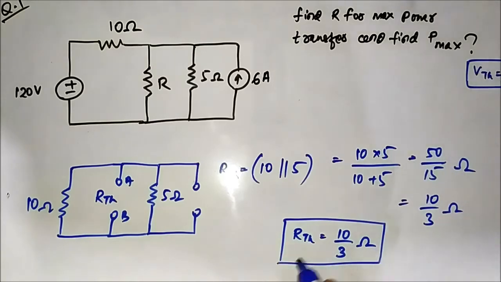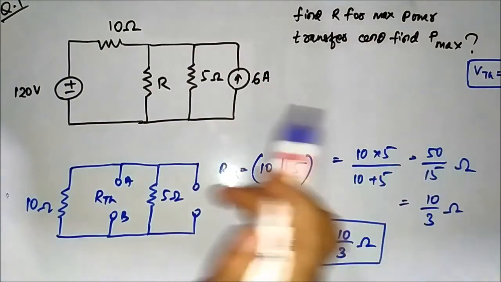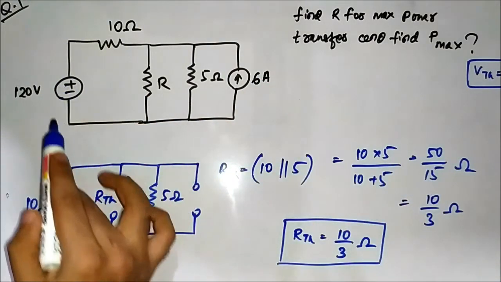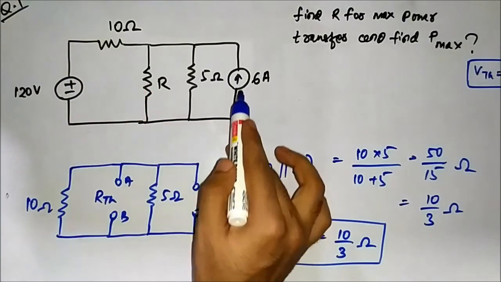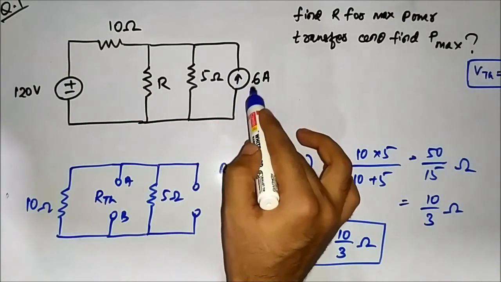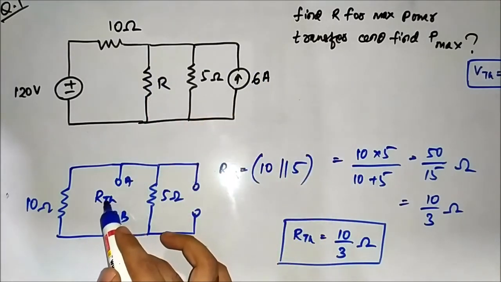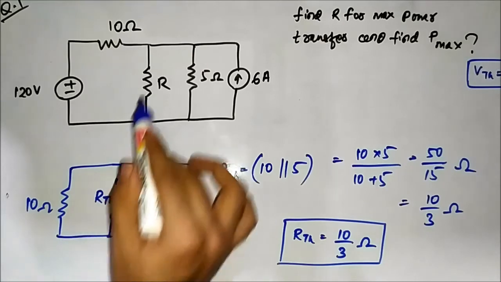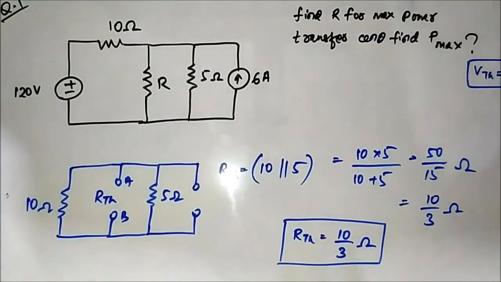So we have got VTH, we have got RTH. Okay, so simply what we did is that we deactivated the independent sources. The independent voltage source was short circuited. As a result of that, 10 ohm came here, and the independent current source, 6 ampere current source, was open circuited, and we had to find the Thevenin equivalent circuit across these two open circuit terminals. So we got VTH 60 volt, RTH 10 by 3 ohm.